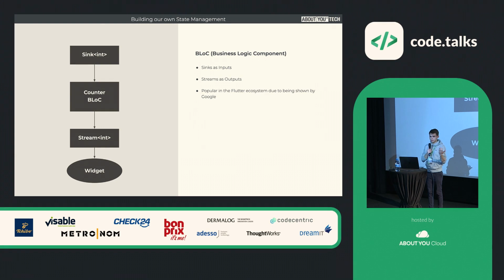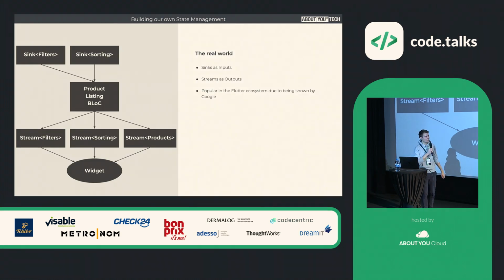The widget, in Flutter it's called a widget, similar to React's components, would then listen to the output stream and rebuild whenever needed, so when new data becomes available. Again, in theory, it looks really easy. With one input, one output, it seems manageable. That would be more like how we would actually have it in production. So it all becomes kind of messy.